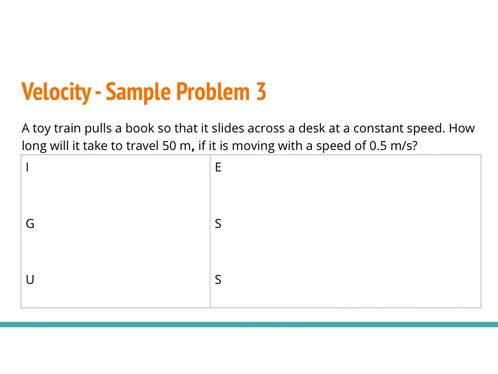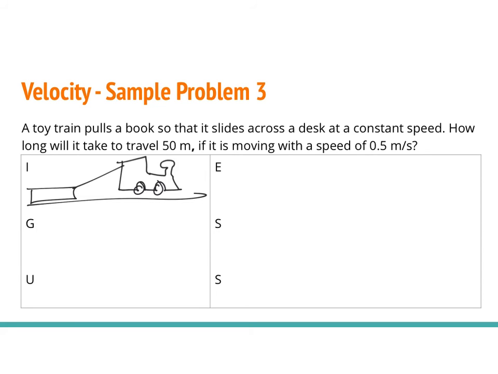I lied. I am going to do one more problem with this because we're going to solve for time. We've only solved for distance and velocity so far, so we're going to do one that solves for time. It's still a toy train pulling a book. So once more, you get to watch me draw a book being pulled by the same toy train that I am getting worse and worse at drawing. Okay, so there's the image.